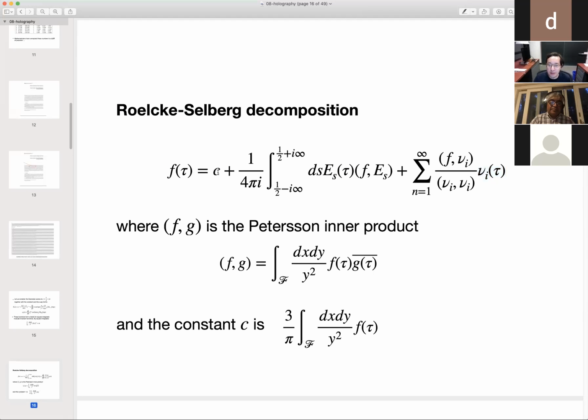The coefficient in front of these is just given by the inner product of the function with the Eisensteins, or the function with the cusp forms, or the function with the constant. And this division here is just because I've chosen a peculiar normalization for these cusp forms.